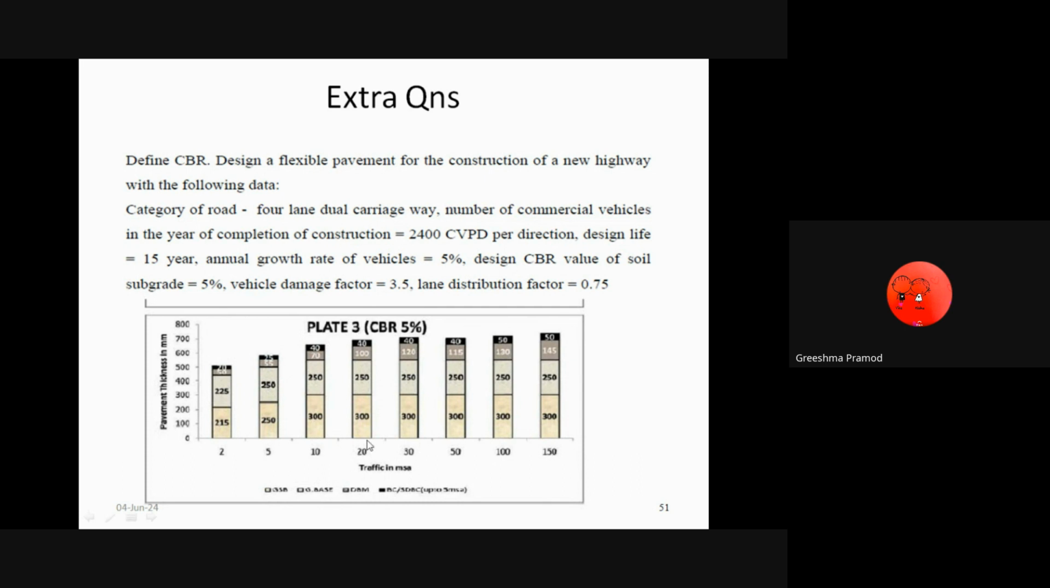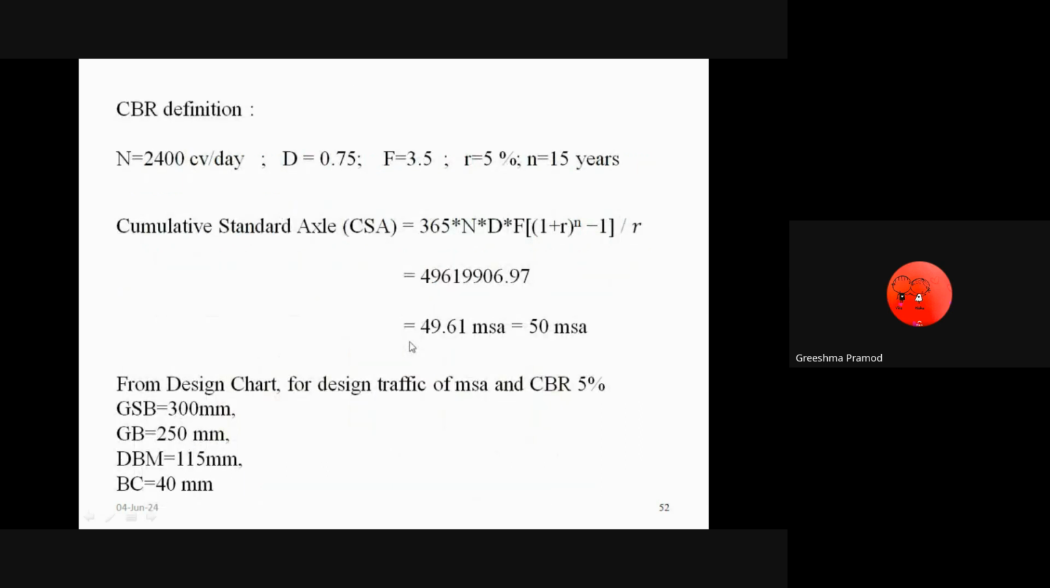അപ്പോൾ നമുക്ക് ഏതാണോ ട്രാഫിക് വാല്യൂ കിട്ടുന്നത് ഇൻ MSA, അതനുസരിച്ച് CBR for 5% എന്നുള്ളത് എടുക്കും. ഇപ്പോൾ 30 ആണെങ്കിൽ we can use GSB 300, then granular base 250, then DBM 120, then BC ഇത് 40 ആയിട്ട് യൂസ് ചെയ്യും. ഇപ്പം ക്വസ്റ്റിൽ തന്നിട്ടുള്ള ആദ്യത്തെ CBR ഡെഫിനിഷൻ എന്ന് എഴുതിക്കൊള്ളാം.